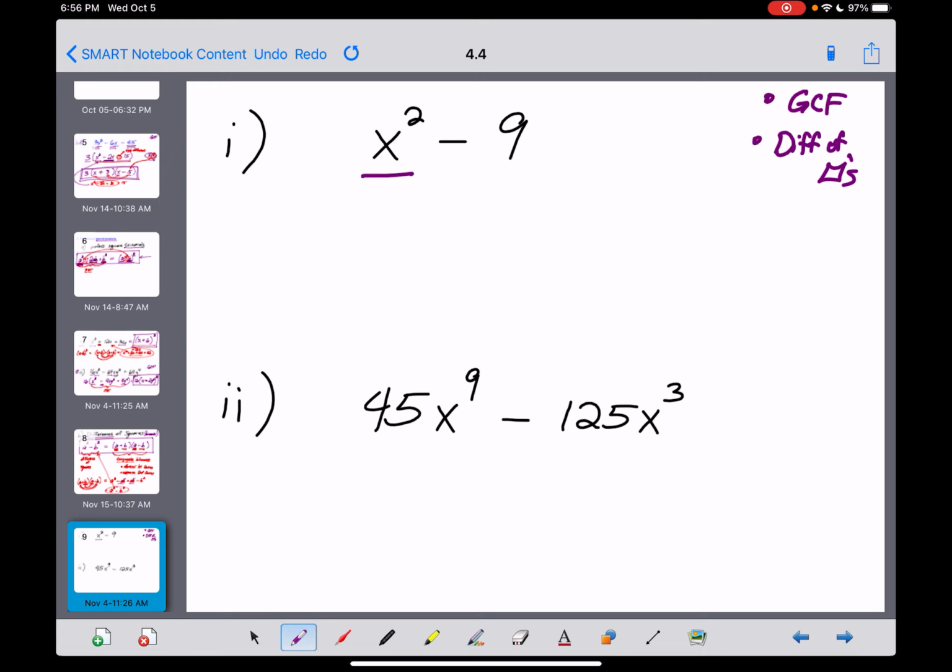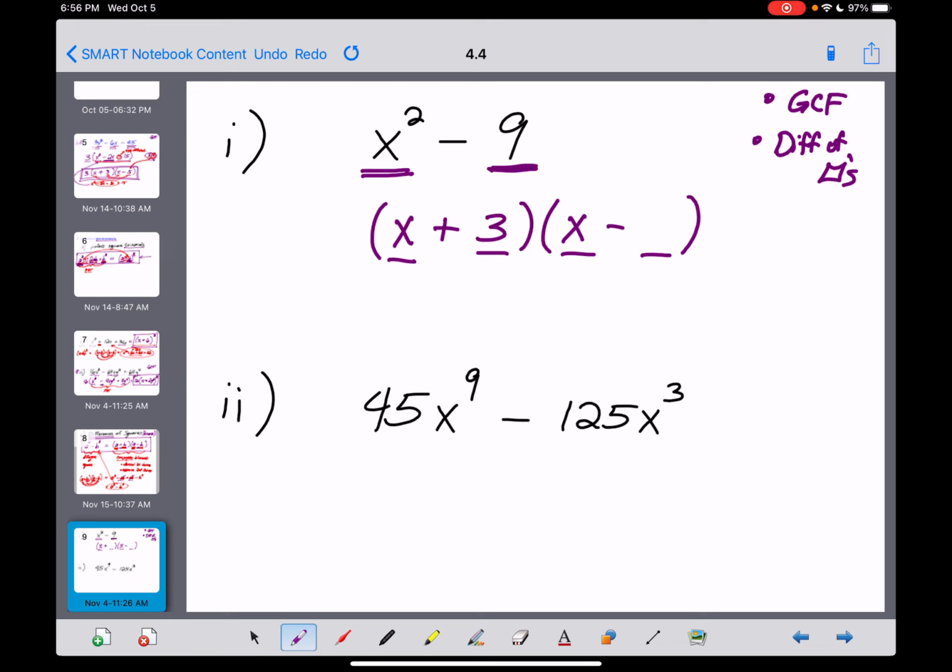The first term here is the square root of this term right here. The square root of x squared is x. So I put an x here and an x here. Looking back at my factoring pattern, the first sign is going to be a plus, the second sign is going to be a minus, one of each. And if you wanted to do minus then plus, that's fine too. And then what goes here and here? The square root of this term, and the square root of 9 is 3. Guys, that's it. This one factors into x plus 3 times x minus 3.